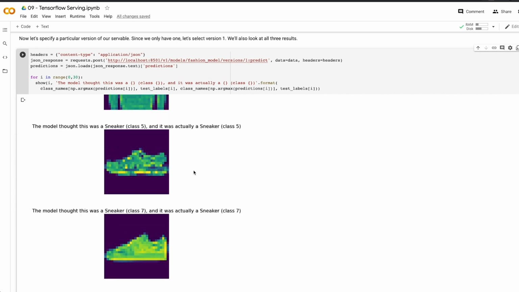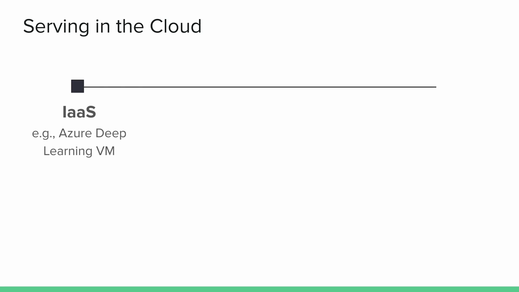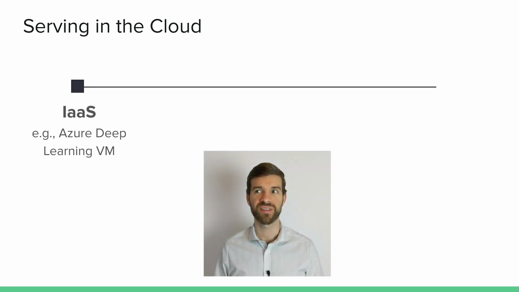Okay, let's head back to our lecture. We can also serve our models in the cloud, and we have kind of a spectrum of how we want to serve our models. One way would be so-called infrastructure as a service, IaaS. For example, just a virtual machine that you can rent. Basically, someone giving you the keys to their computer, and you can do whatever you want on that machine. You have root access. So that's definitely one option how you can do it.